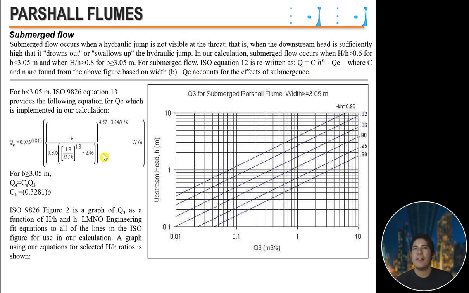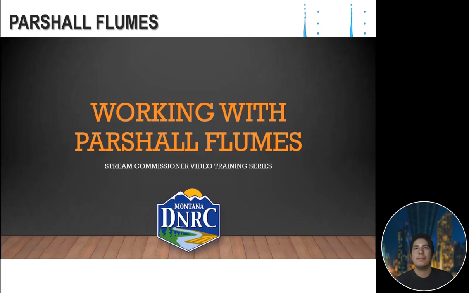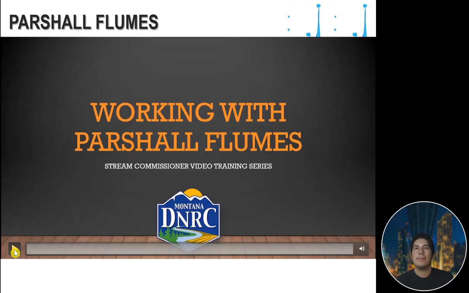So bali yung equation ng Qa natin is given dito. Okay? So makita mo dito na yung Q is Cs times Q3. Yung Q3 is dito yan natin makukuha sa graph. Itong submerged partial flume graph. Okay, so let's watch this short video on how to use the partial flume.